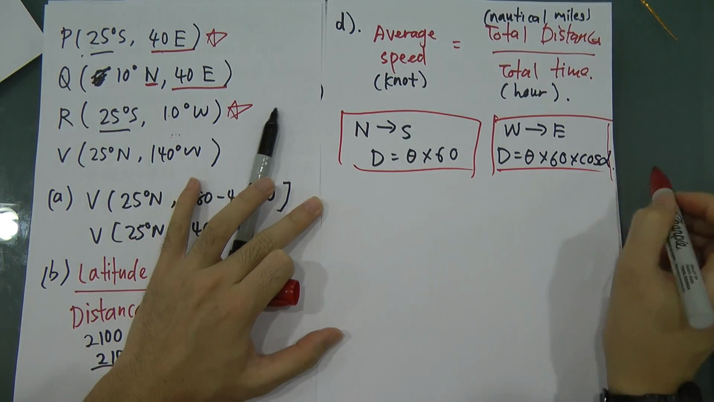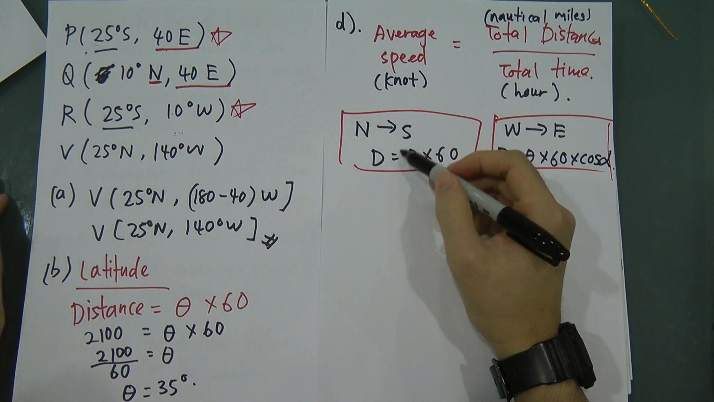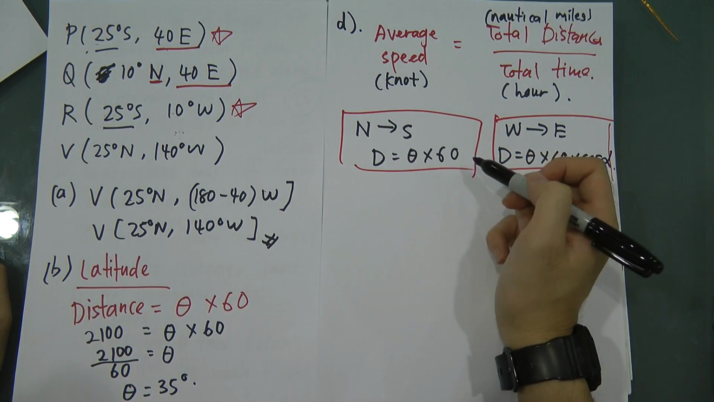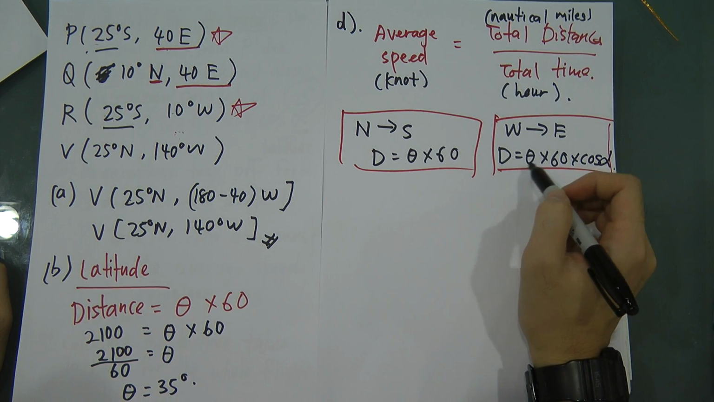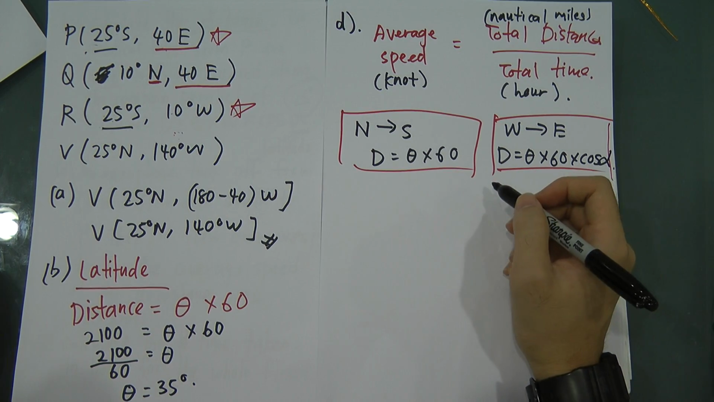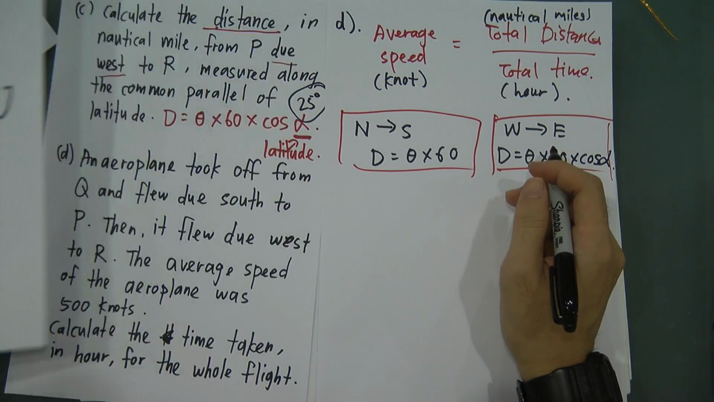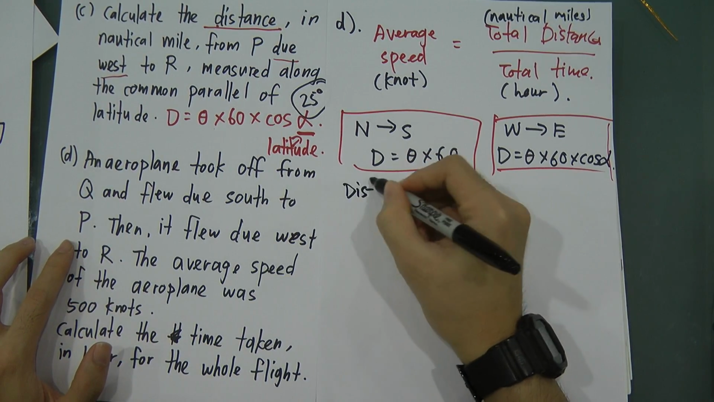So if something is moving from north to south or south to north, to find distance, just angle multiplied by 60. If moving from east to west or west to east, distance equals angle multiplied by 60 multiplied by cos alpha. Right, so just now, what was the question again? Okay, Q to P. So first I find the distance.